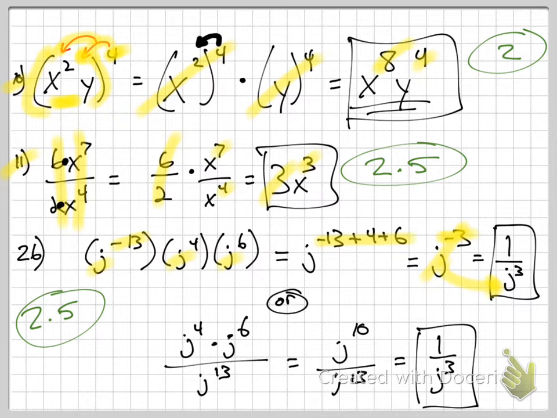Or you could think about it like this. What stays on top is j to the 4th and j to the 6th, and this goes to the bottom. And then we can simplify j to the 10th over j to the 13th. There's going to be 3 more j's on the bottom, so we have 3 more j's down here.